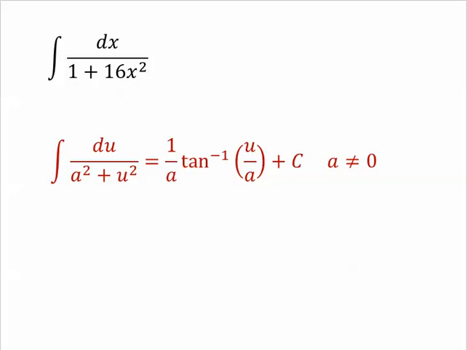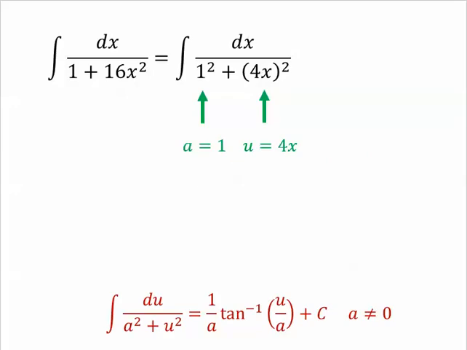Let's do another example. This example follows an inverse tan property. Now write 1 as something squared. Write 16x squared as something squared. 1 is 1 squared, and 16x squared is the quantity 4x, that whole quantity, squared. So have u be 4x, and then du equals 4 dx, and dx is equal to a fourth of du.